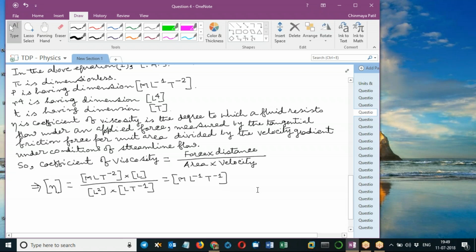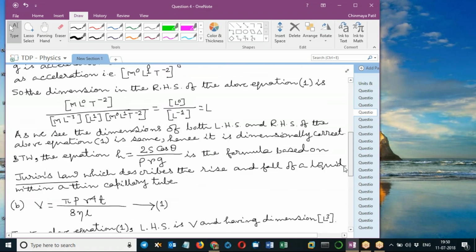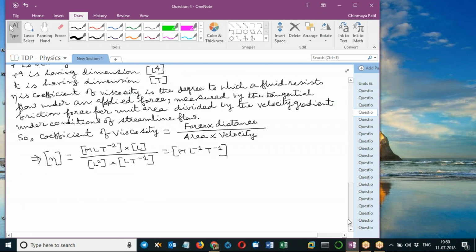So what are the things we have found out so far? On the right hand side, only one thing is left, L. L is obviously length. L is the length of the pipe, by the way, in terms of that coefficient of viscosity. So L is having dimension of L.